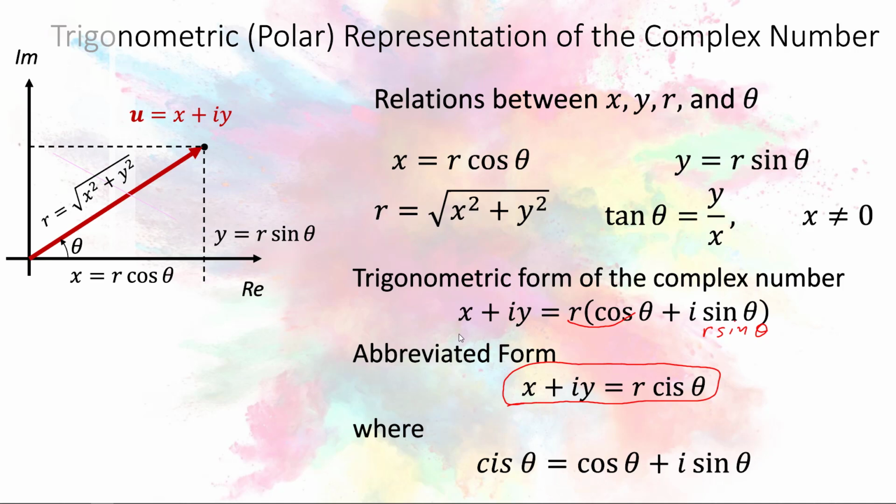So this right here is the rectangular form for a complex number, and these are the trig forms for the complex number, where r is equal to the square root of x squared plus y squared, and once again theta is that value whose tangent is equal to y over x, and which is also in the correct quadrant.